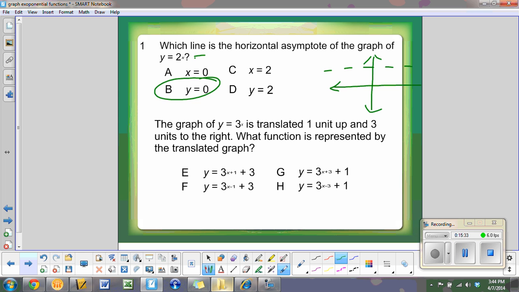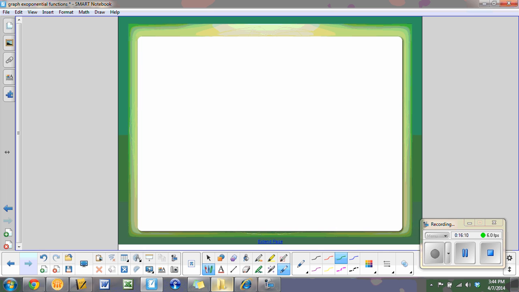The graph of y equals 3 to the x is translated 1 unit up and 3 units to the right. What is the function represented by this? So 1 unit up, that's my y, so that goes on the end. So it's going to be one of these two. And then I have to go 3 units to the right. But remember that that one is kind of backwards. So I would think right would be positive, but since our function is actually negative, it's going to be this one, h. y equals 3 to the x minus 3 plus 1. All right, and that is it.